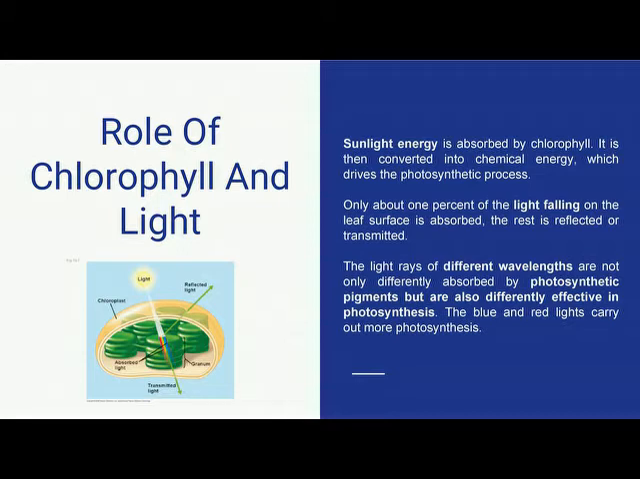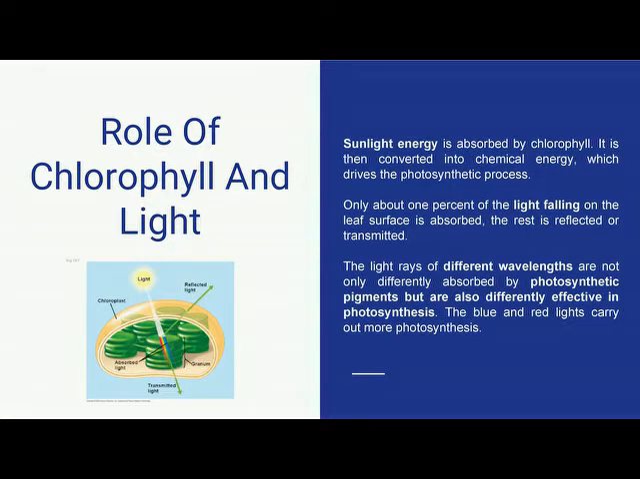Sunlight energy is absorbed by chlorophyll, which is a green pigment present in the mesophyll cells of the plant. It is then converted into chemical energy which drives the photosynthetic process. Basically, sunlight is solar energy and the plant converts it into chemical energy, and this chemical energy drives the process of photosynthesis. Only about 1% of the light falling on the leaf surface is absorbed, the rest is reflected or transmitted. A large amount of light hits the surface of the leaf, but only 1% is absorbed by the mesophyll cells, and the rest is bounced back or reflected from the surface of the leaf.